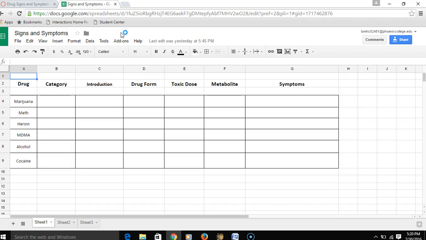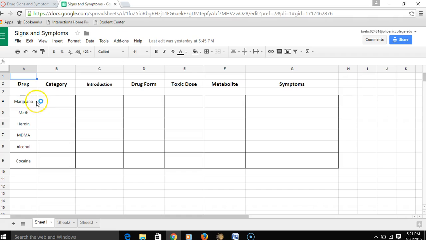To fill out this particular Google worksheet, you can see that we have 1, 2, 3, 4, 5, 6 different drugs listed. So the far left column is the drug. The next column, which you're going to start to fill out, is drug category. The next columns you need to fill out are introduction, drug form, toxic dose, metabolite, and symptoms. Let's fill out a couple of these boxes together here in the instructions, and then I'll let you fill out the rest of them yourselves as you complete the assignment.